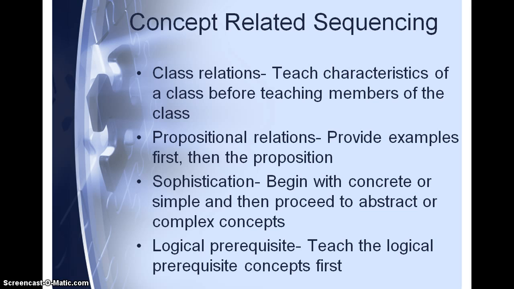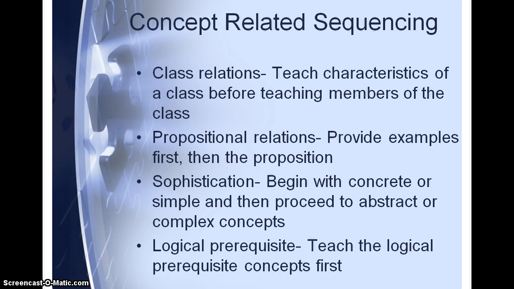The last of the three categories presented by Posner and Strike is concept-related sequencing. Concept-related sequencing takes into account the relationship of things, theories, perceptions, or attitudes. Starting first with class relations. In class relations sequencing, you teach characteristics of a class before teaching members of the class.